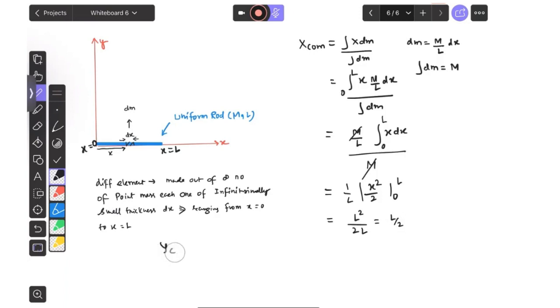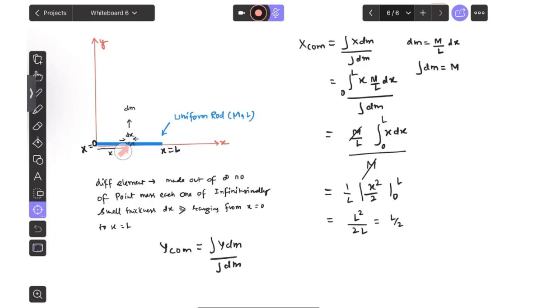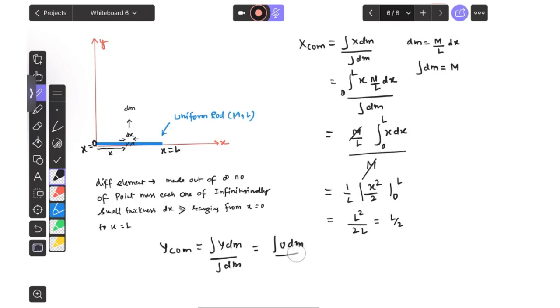Suppose if you would like to find the YCM, that would be what? Integral y dm by dm. But if you ask what really y is here, it is the y coordinate of the differential element. You know? So what differential element I have selected? It is lying on the x-axis. So what will be the y coordinate of the differential element? It will be 0. So that is going to be integral 0 dm by dm, and what is it going to come? 0. And it should come 0, no? Because our entire rod is lying on the x-axis only. How thin is that rod? It is like an atom thickness thin. It is not having any thickness at all.